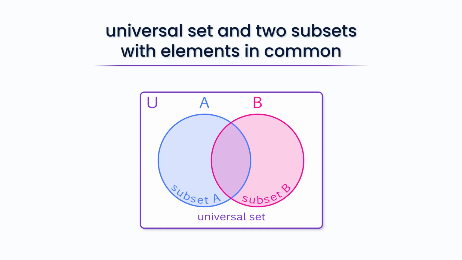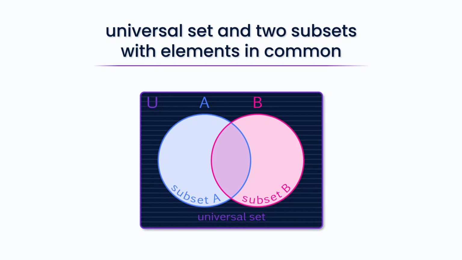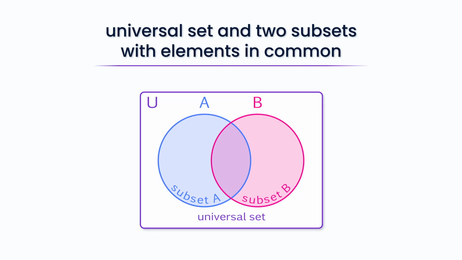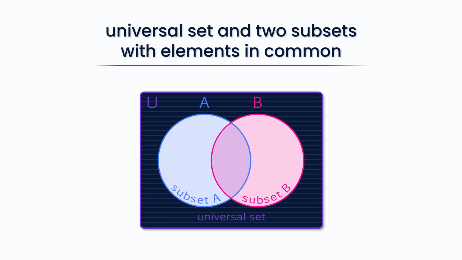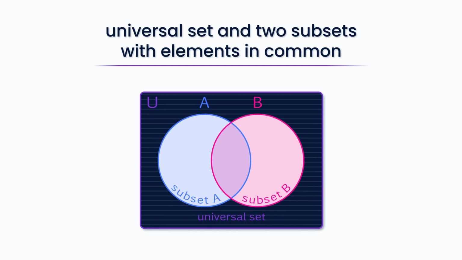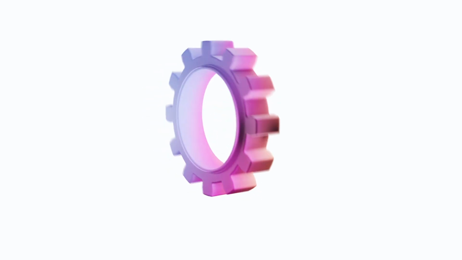When there are elements of the universal set that are not elements of the subsets, those elements are located outside the circles. So the elements of the universal set are either inside or outside the circles, but always within the rectangle. Let's look at an example where two subsets share two elements between them.